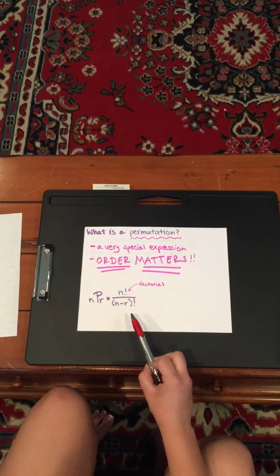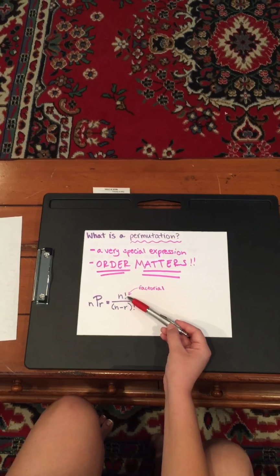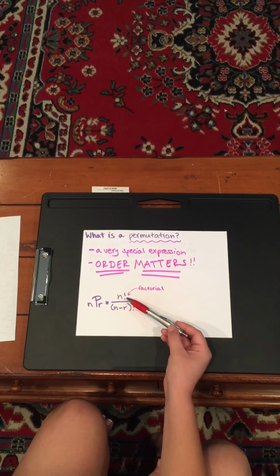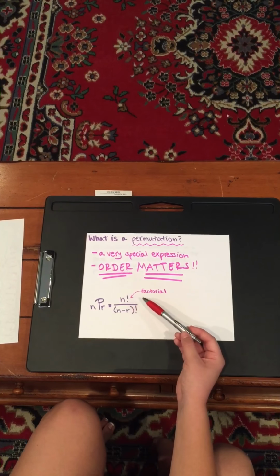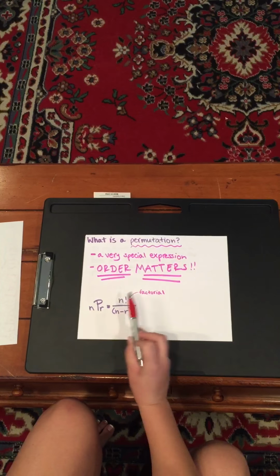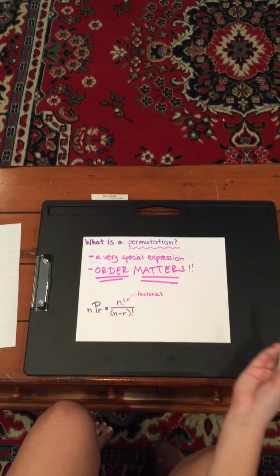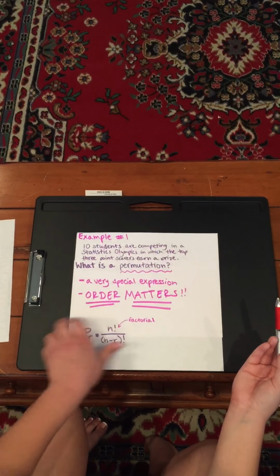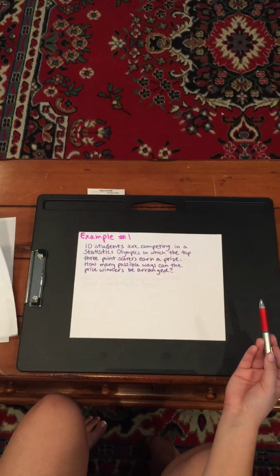So here's what the expression looks like, and this exclamation mark is called a factorial, which denotes the product of decreasing positive whole numbers. So basically what that means is if this n was a 7, it would mean 7 times 6 times 5 times 4 and so on. Alright, now let's look at an example.